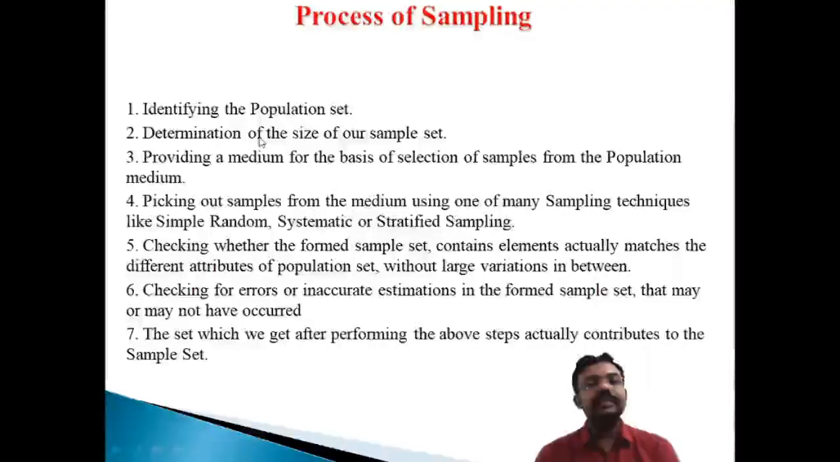So a good method is conducting a pilot study, and the samples are designed on the basis of the pilot study. There is a lot of mathematical calculation that we will discuss in the next lecture. So the second important step is the determination of the size of the sample, whether it is 50, 100 or 150. That is decided on the basis of the pilot study. Okay, so the second one is the determination of the size of the sample, and the third one is providing the medium for the basis of selection of the sample. Which medium is used for selecting the sample from the population?